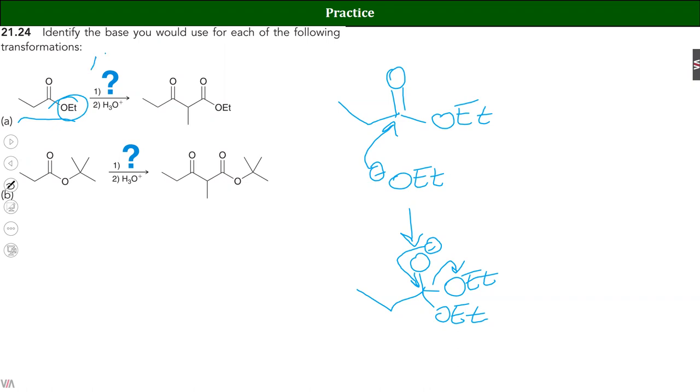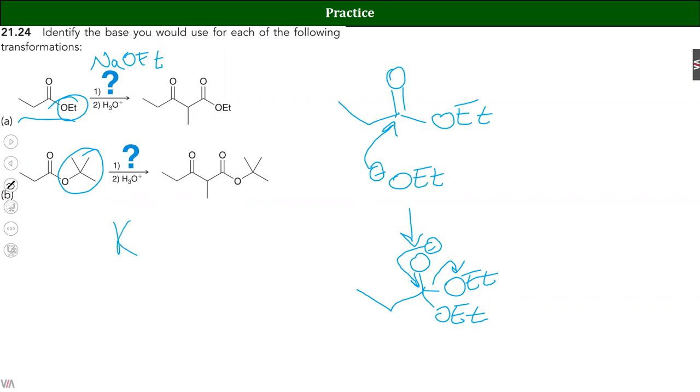So we would just use sodium ethoxide here. And if it's a t-butoxy group, we use t-butoxide as our base as well, though the specifics of that don't matter. If you put sodium t-butoxide, I think it usually is found as potassium t-butoxide, what they call it, I think.